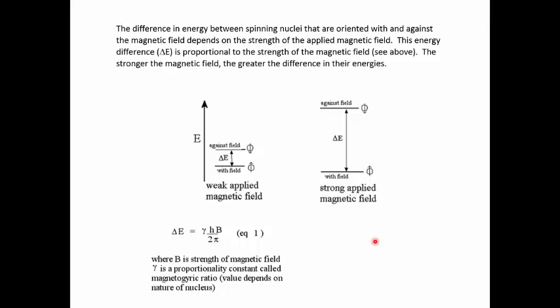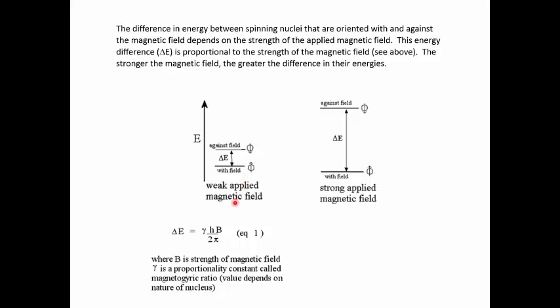depends on the strength of the applied magnetic field. This energy difference we give by delta E. It's proportional to the strength of the magnetic field. Delta E is proportional to and varies with the strength of the external magnetic field. The stronger the magnetic field, the greater the difference in the energies, the greater the value of delta E. The weaker the magnetic field, then the smaller the energy difference, the smaller the value of delta E.